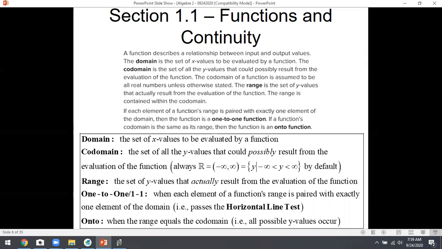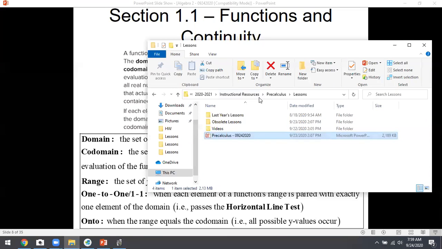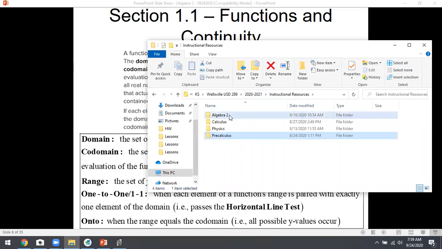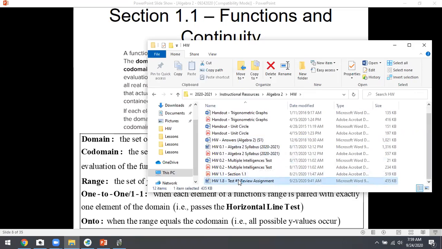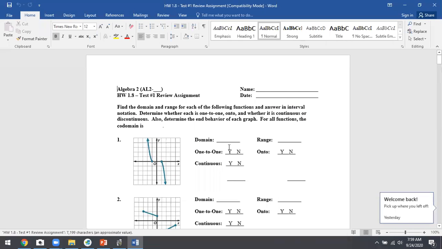So domain: all the X values you're allowed to have. Codomain: all the Y values you might get out. And all the Y values you do get out is called your range. One-to-one: does it pass the test?